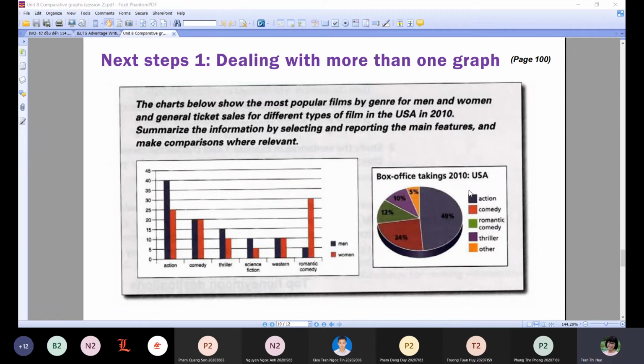I have just created a new assignment, and you can go to the general channel. There you can see Unit 8, Session 2, dealing with more than one graph, and there you can upload your writing for this task.